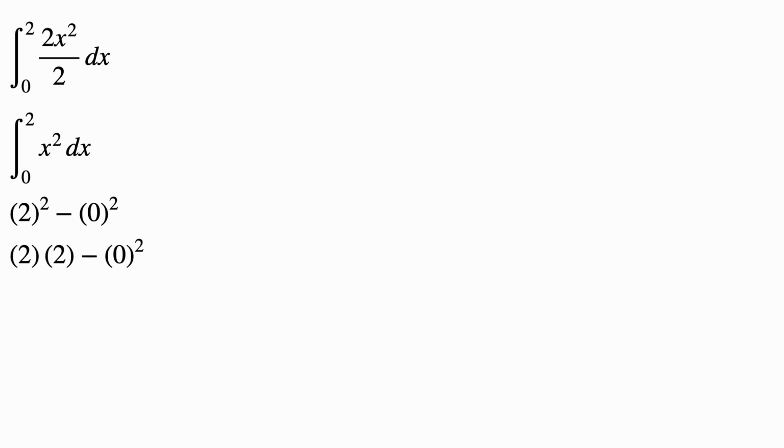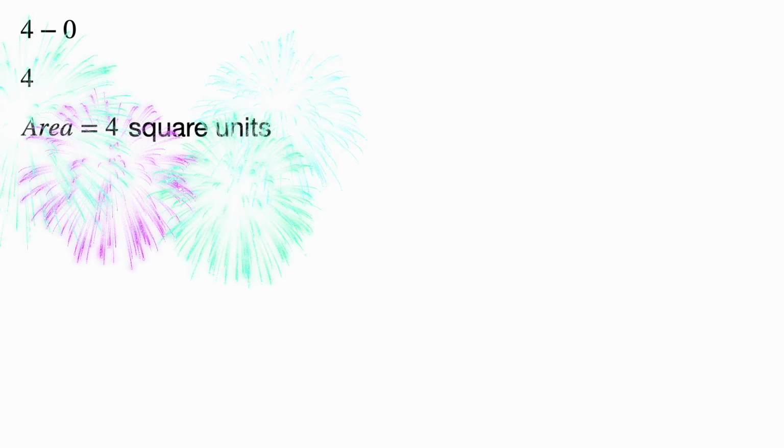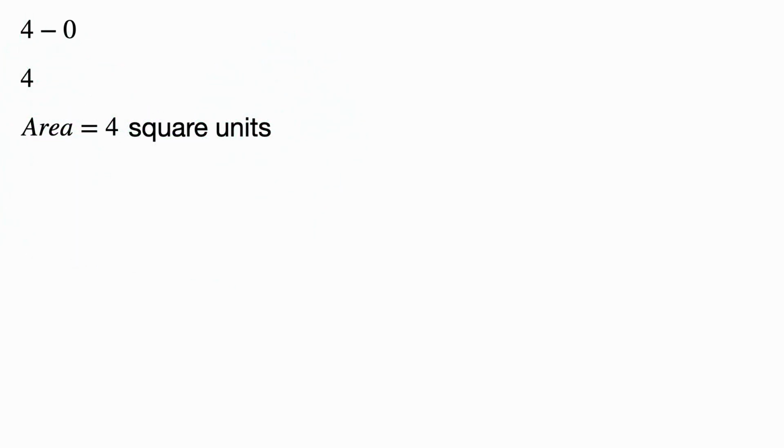So 2 squared can be represented as 2 times 2 on the left side of the equation, and 2 times 2 equals 4. Now on the right side of the equation, 0 squared is 0 times 0, and 0 times 0 equals 0, of course. Finally, we have 4 minus 0. After we do the subtraction, we'll get 4, and you'll have the area to be found as 4 square units.